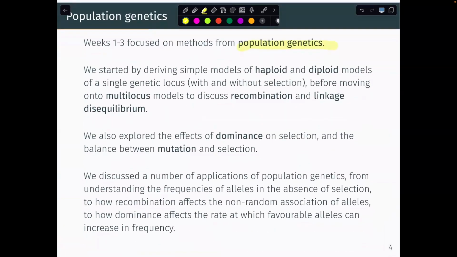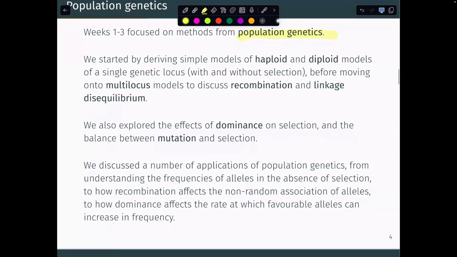We started off by focusing on haploid models and then diploid models. We started off as well looking at just a single genetic locus with and without selection. And then we expanded this to think about multi-locus models and how we can model the genetics at multiple loci and think about processes like recombination and something called linkage disequilibrium. Again, I'll cover all these terms again in a second. We also looked at ideas about dominance, how that can affect selection, the rate at which, say, an advantageous allele spreads through a population. And we also explored the balance that can occur between mutation and selection.